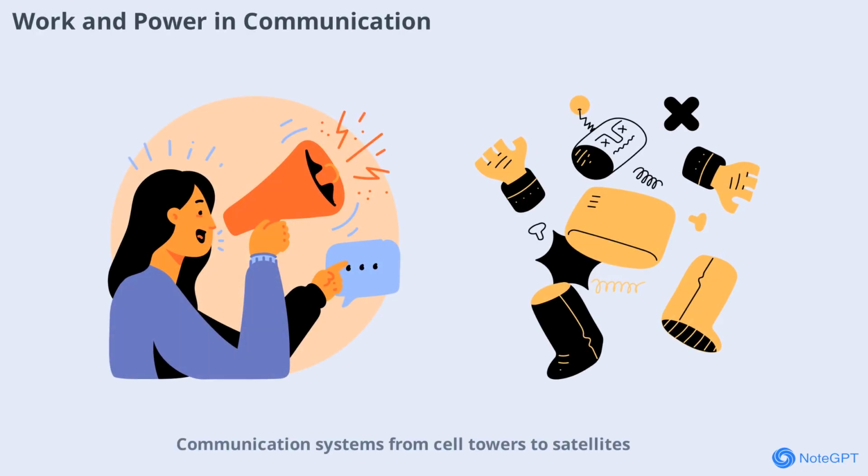Communication systems from cell towers to satellites rely on power to transmit signals. The efficiency of these systems depends on how much work is done to send information over distances. Understanding power helps improve connectivity and reduce energy use.